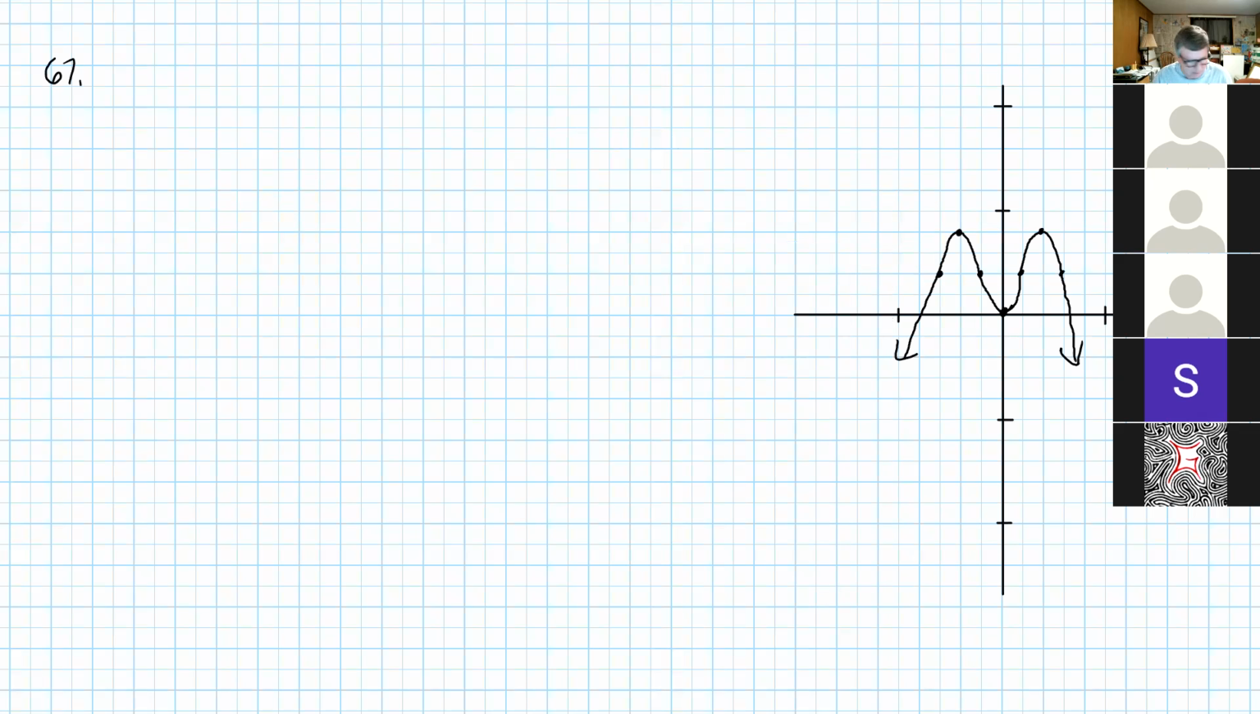All right, let's see. This one. Okay, 67. So find, let's see, this is the function g. So we want to find g of 1.